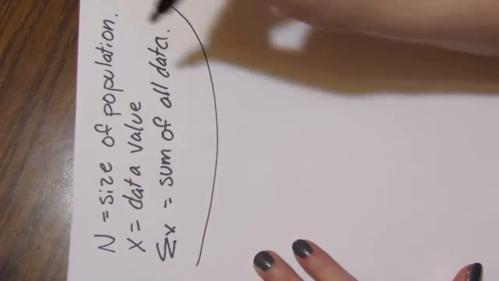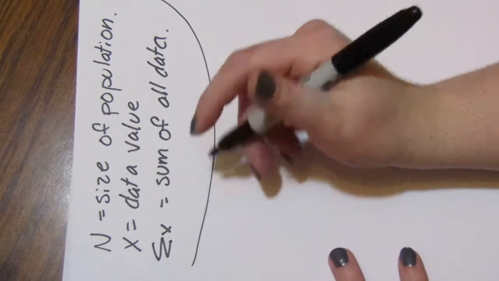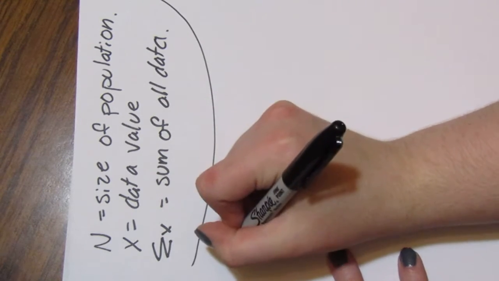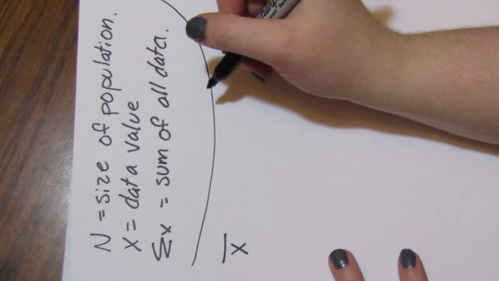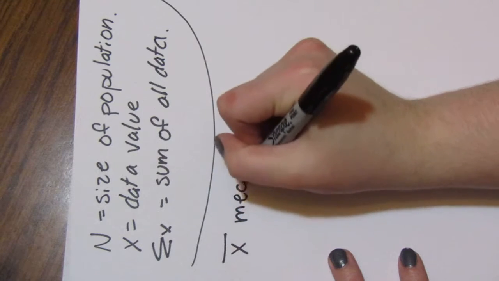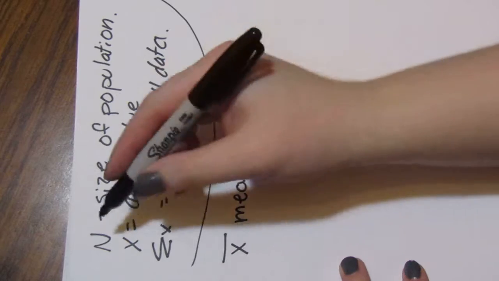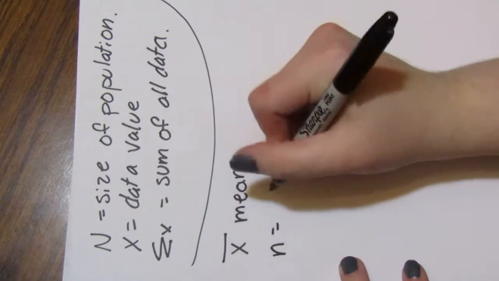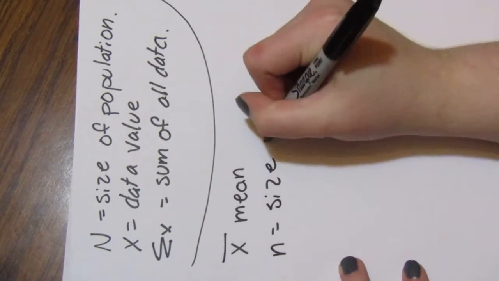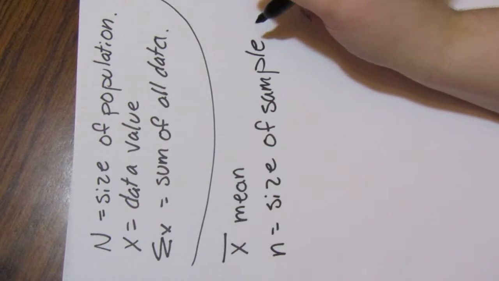So the only thing that differs is that this is for population. And then for sample, like a simple random sample, x has that bar over it, and that means mean. All the others are still the same, and n is lowercase, so size of sample. So she went over that first.